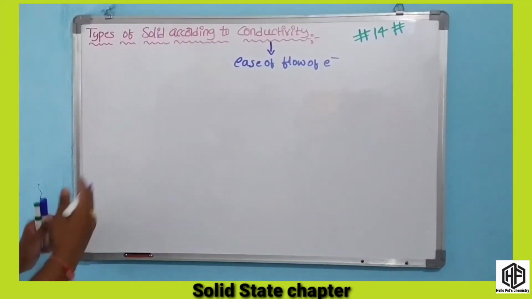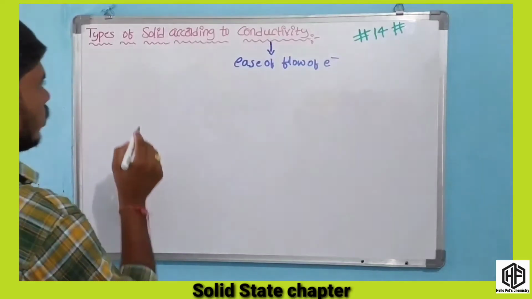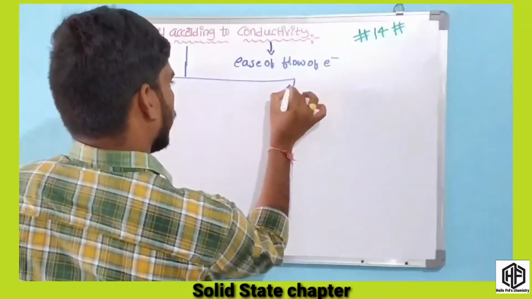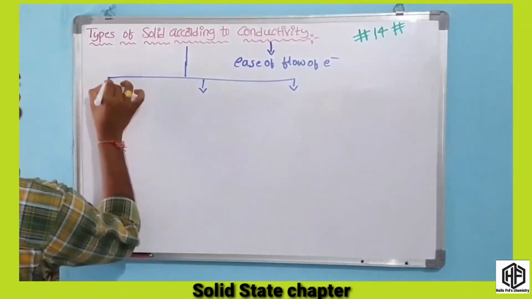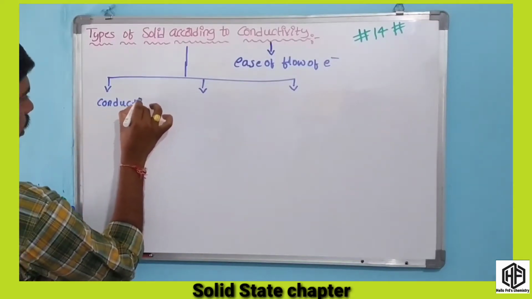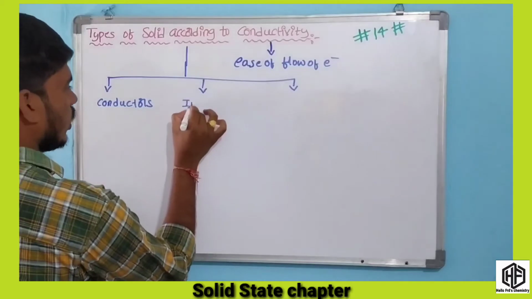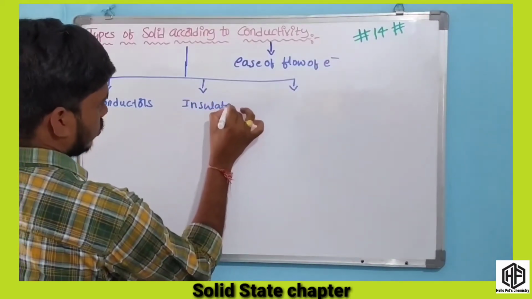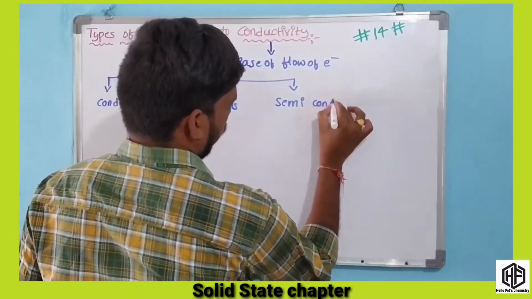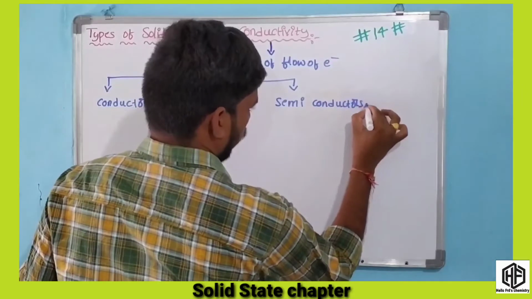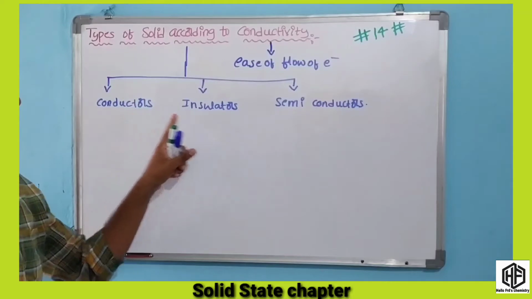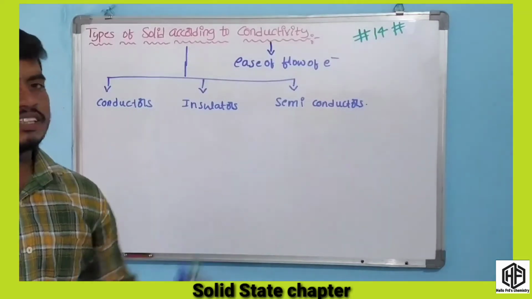There are three categories of types of solids according to conductivity. First one is conductors, second one is insulators, and third one is semiconductors.